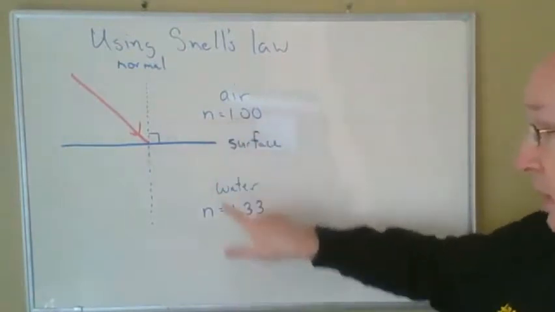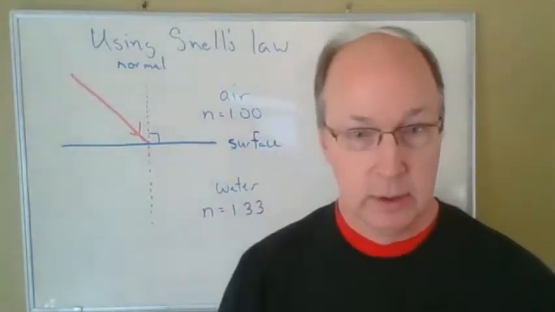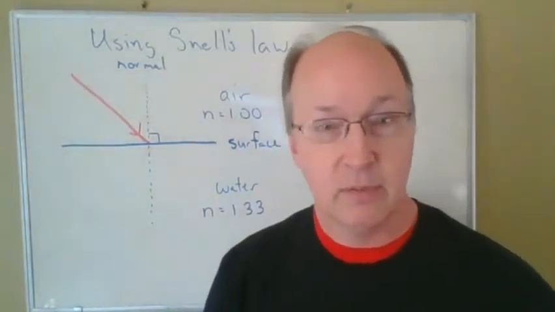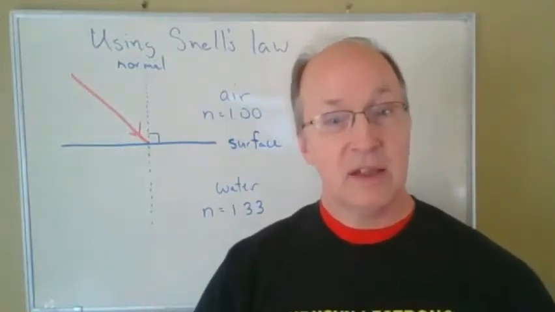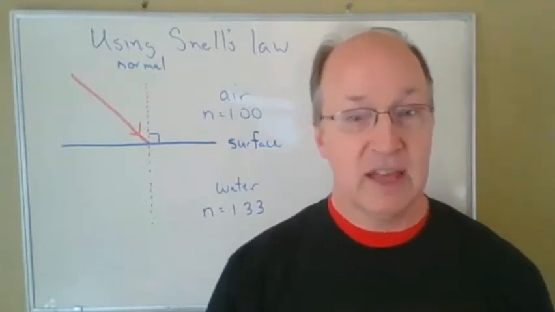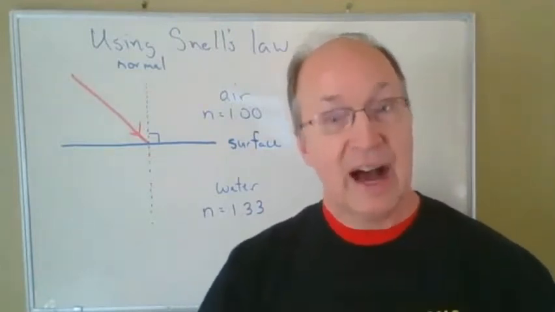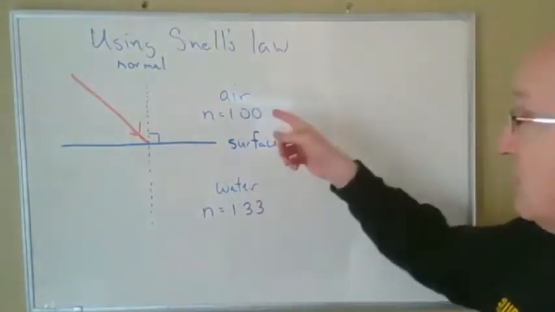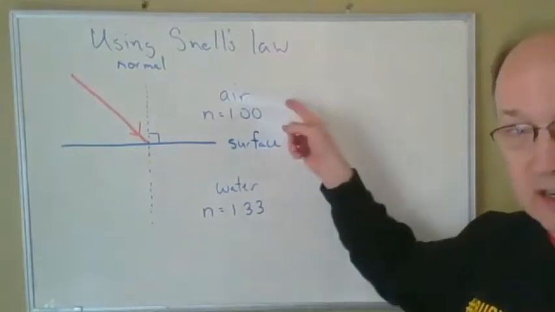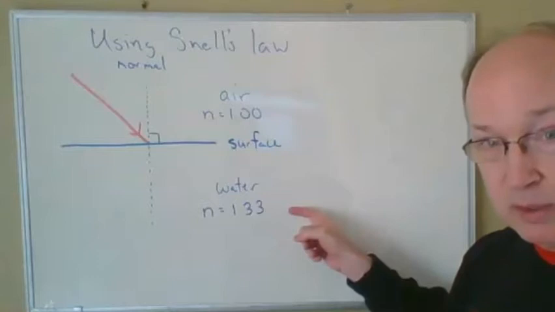That's where this number comes into play, the n. Remember, the n is the index of refraction. We talked about this on the last video I did for you. The index of refraction is a number that tells you relatively how fast light moves in that medium. The lower the n is, the faster light is. The higher the n is, the slower light is. So if you look at these two n's, air, the n is 1.00. Water, the n is 1.33.